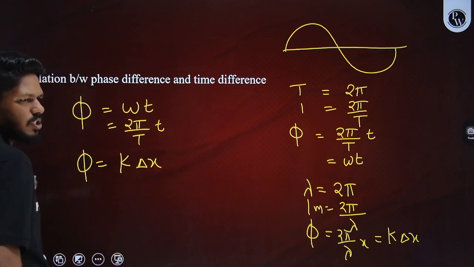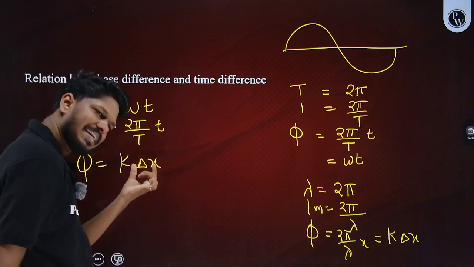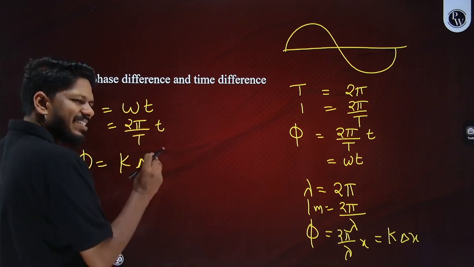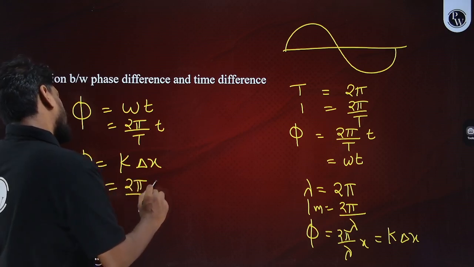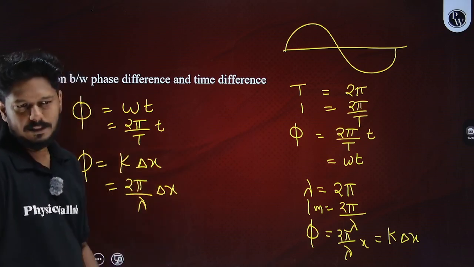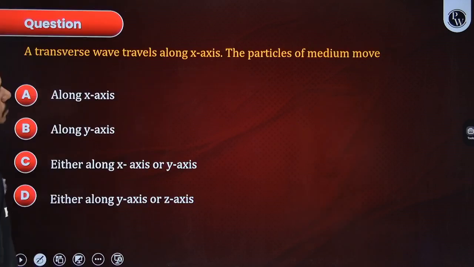Sir, which formula should I use? Should I use this formula or this formula? If they are giving you delta x, which is distance, use this formula. If they are giving you time, use that formula. Based on what is given, we are going to use the formula and solve.